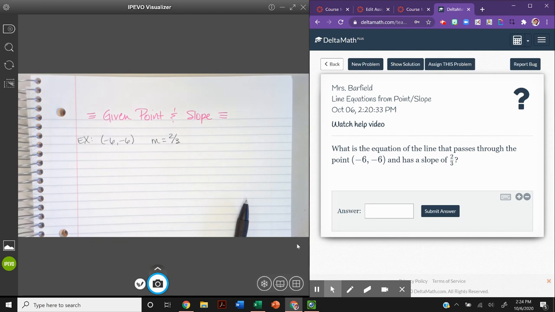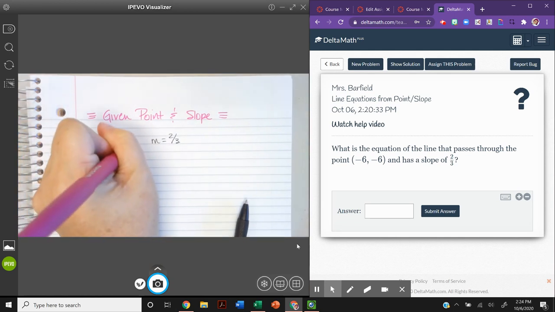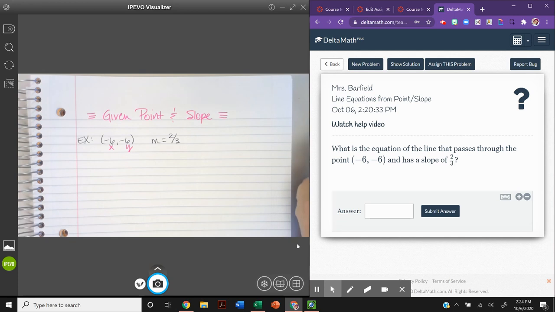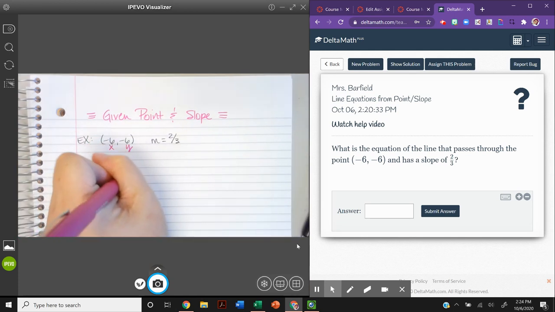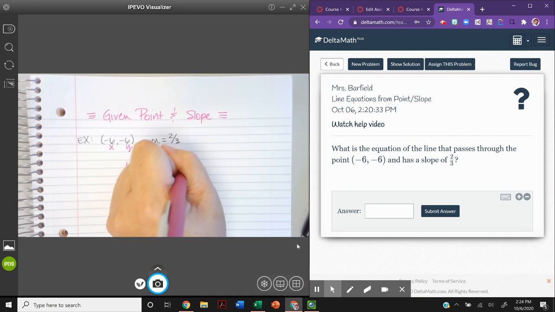Okay. All right, so you have to understand what you've been given and you have to know the formula. This is so important. So this is x, this is y, and then the formula to write the equation of a line is y minus y1 equals m times x minus x1.